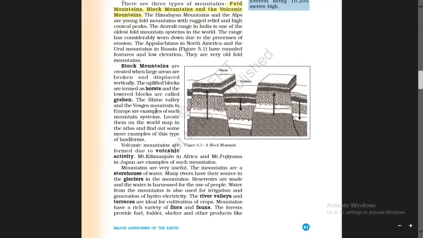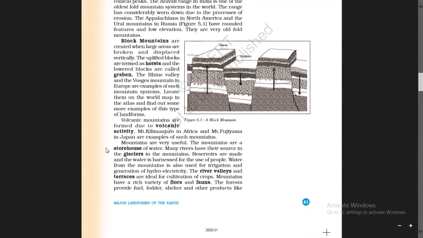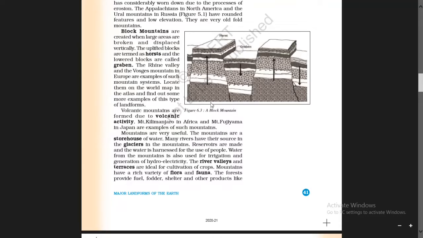The Rhine Valley and the Vosges mountain in Europe are examples of such mountain systems. Locate them on the world map in the atlas and find out some more examples of this type of landform. See here in the block mountains. Okay, and then horst, graben, underline this, and you must know it.